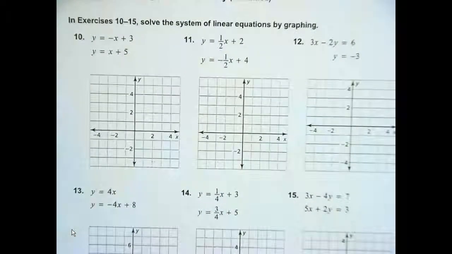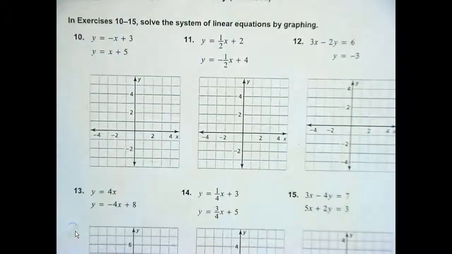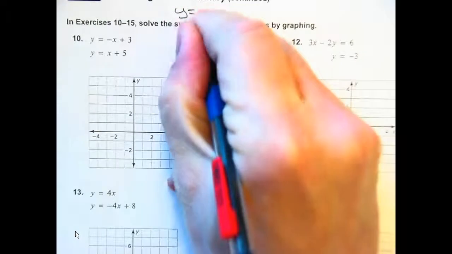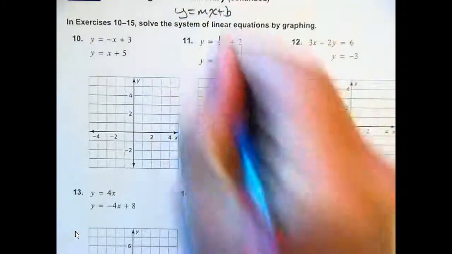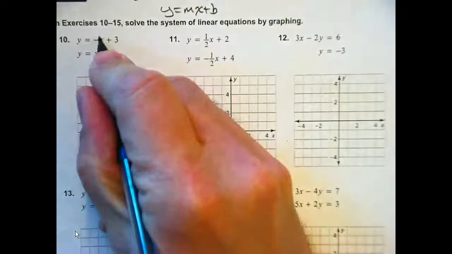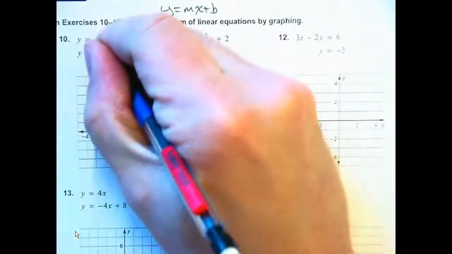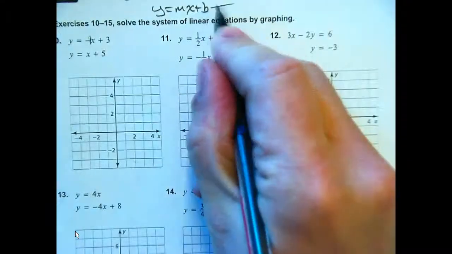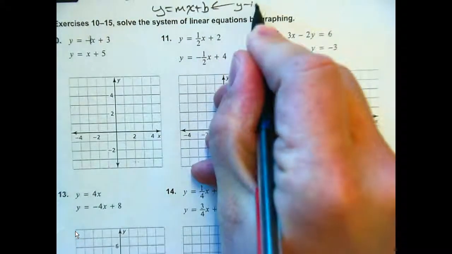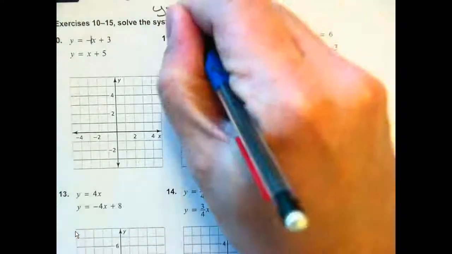Number 10. Hey, let's see how you did. I expect that everyone can graph these pretty easily now using y equals mx plus b format. So when I'm looking at this, y equals negative 1 x plus b. In this case, b is our y-intercept. If you don't know that or didn't remember that, you need to write it down every time you get this paper. M is your slope.